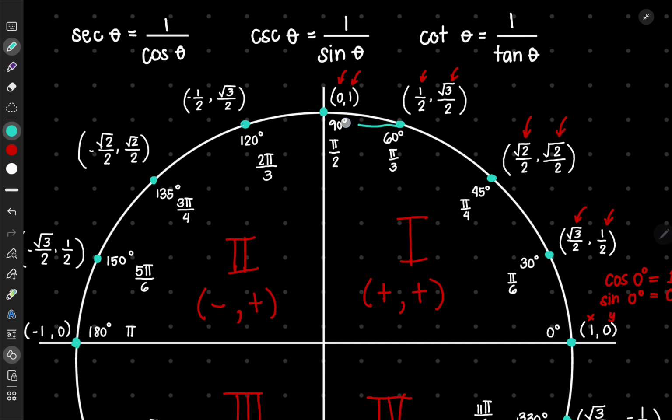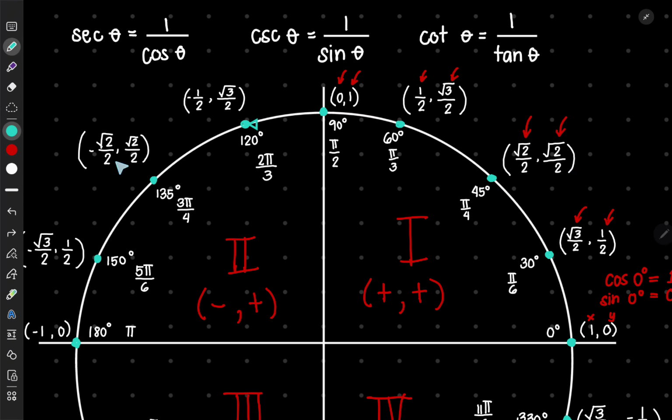So yung 60, lagay natin dyan. But, ayaw niya. So, dyan siya. So, from 60, lagay natin dyan sa 120. So, the same sila ng coordinate. But, yung x coordinate natin would be a negative. Same true with our 135 degrees and yung 45 degrees.